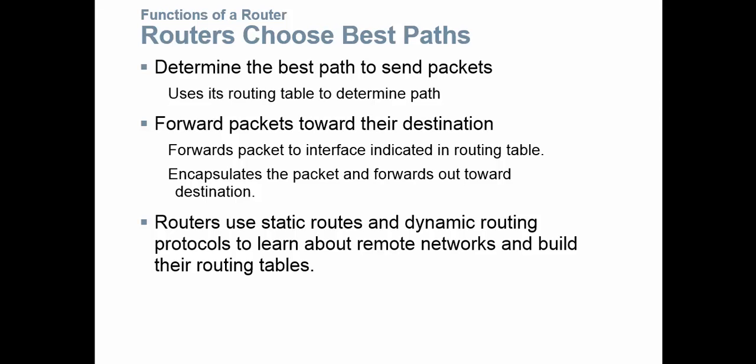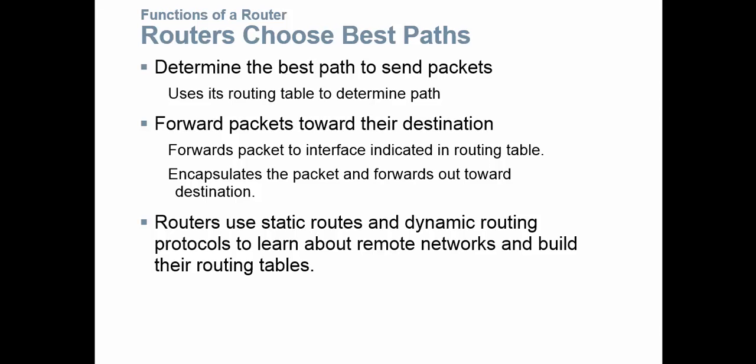The primary functions of our routers are two things. It's going to determine the best path to send packets, and it's going to forward packets towards their destination, because that's its job, to transmit information from one network to the other. To determine the best path to send packets, it's going to use its routing table, and that routing table is built as the router learns the different networks.